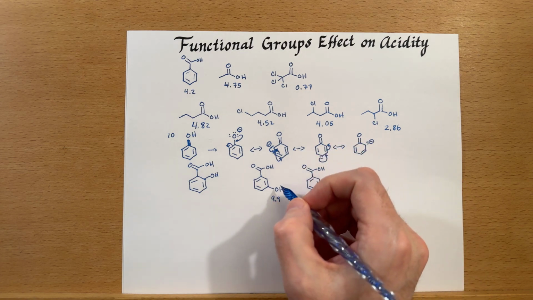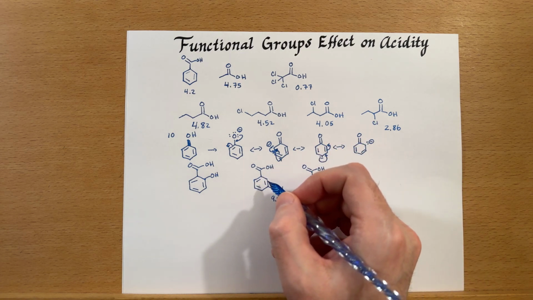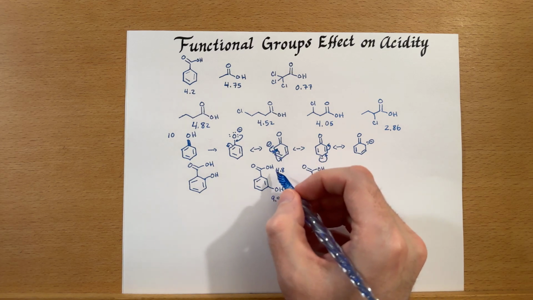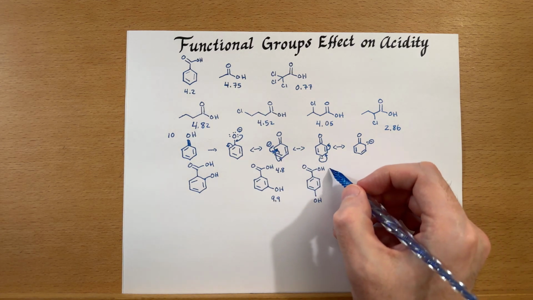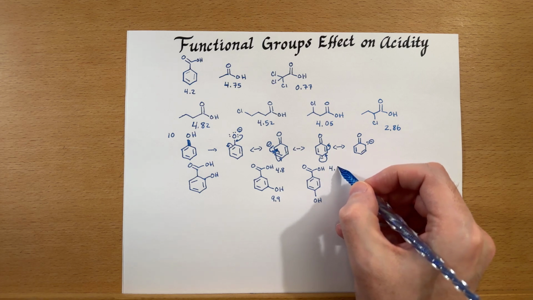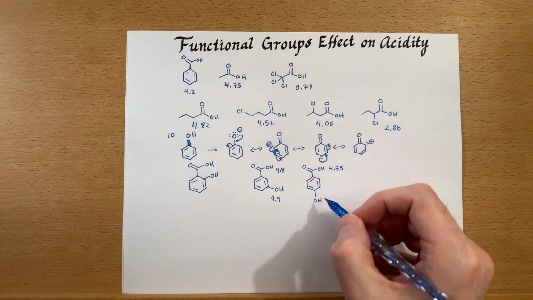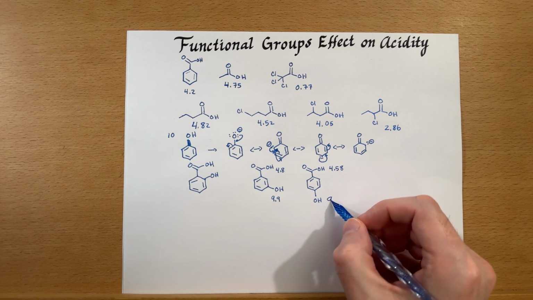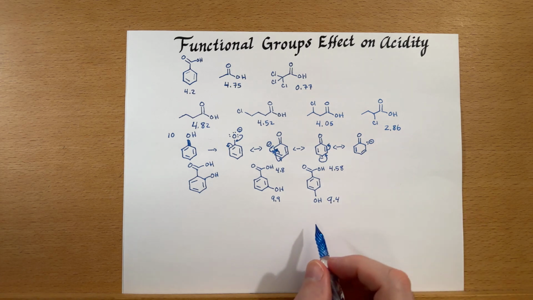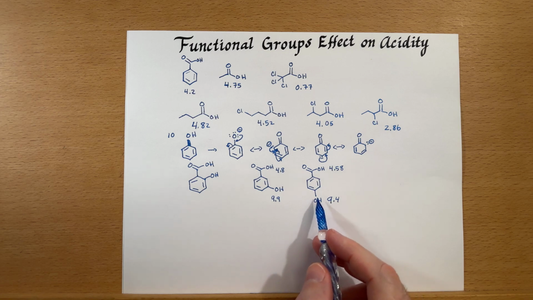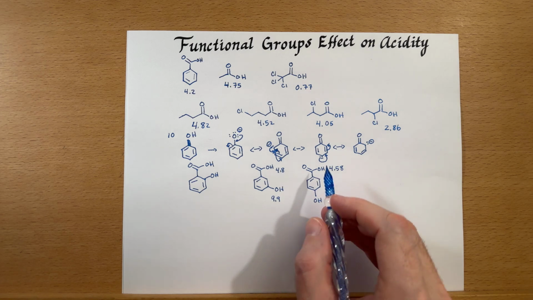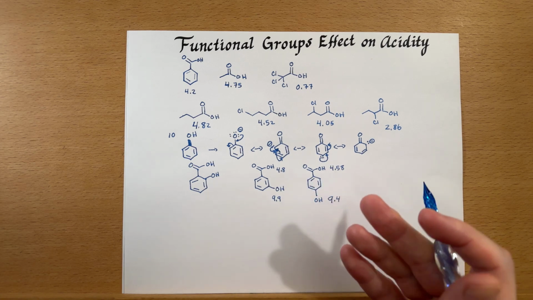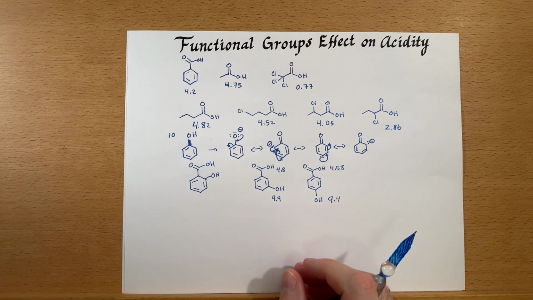And similarly, let's see here, 4.8 for the carboxylic acid, and this one is 4.58. And this one, since it's in the para position, is 9.4. So because this would put a negative charge right here next to this electron withdrawing group, it's a little bit more acidic.